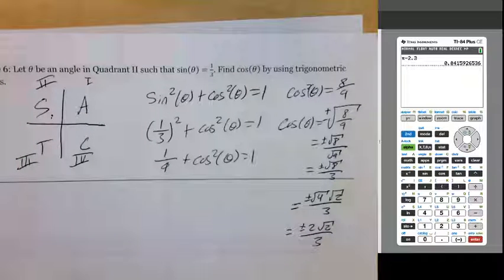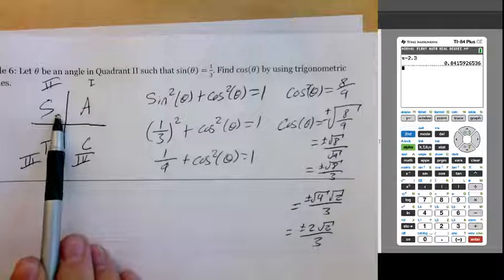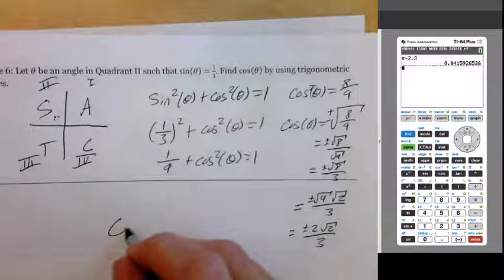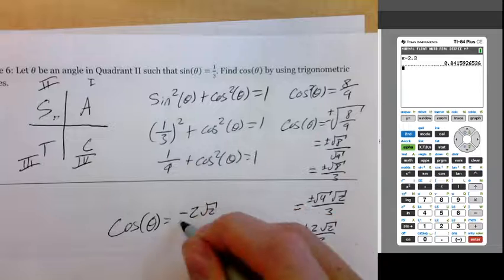Now, we're not going to actually have in our answer both the positive and the negative, because cosine, we know for a fact, is negative in the second quadrant. So our final answer is going to be cosine of theta equals negative 2 root 2 over 3.